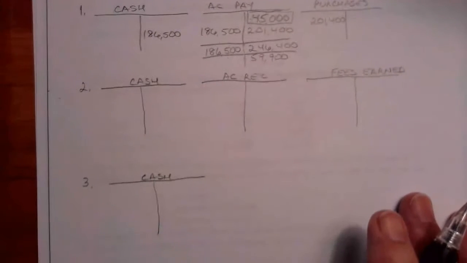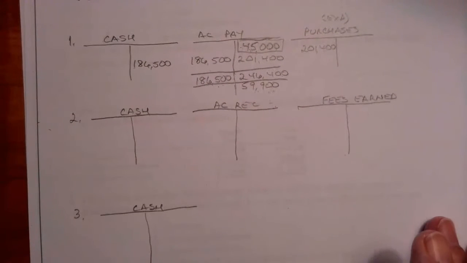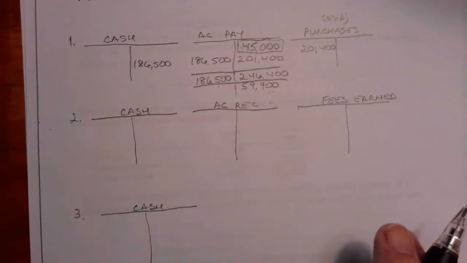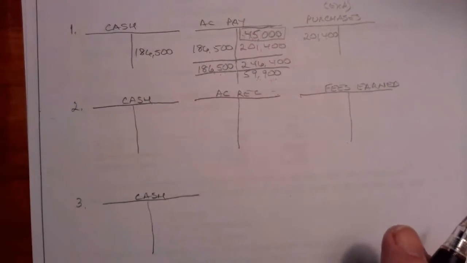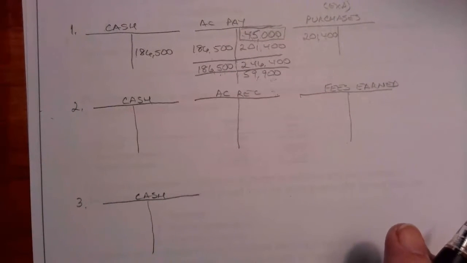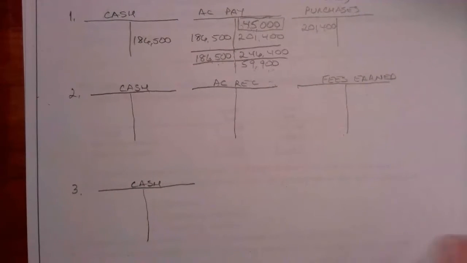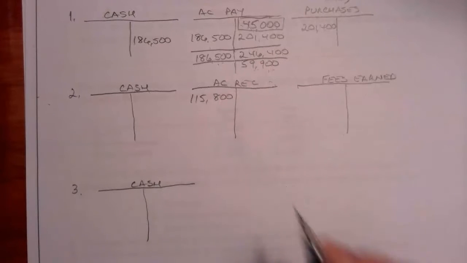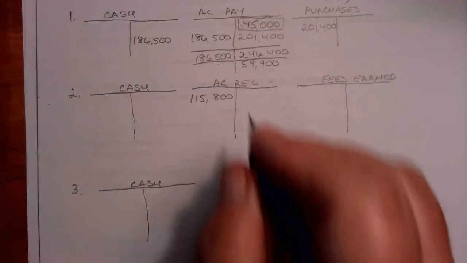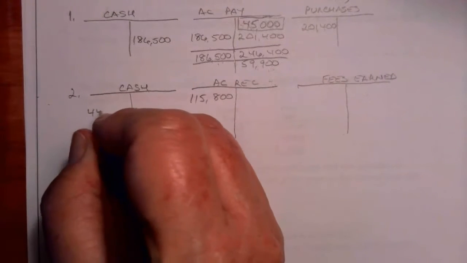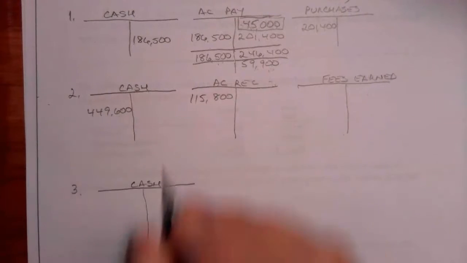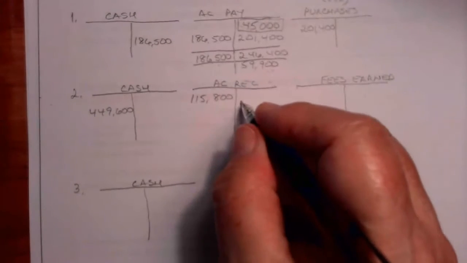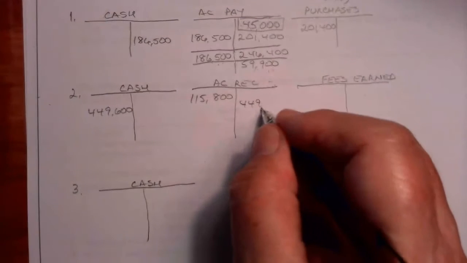Tricky, huh? You need to know what you're doing in order to do these, but these are nice problems. So let's look at the next one, which has accounts receivable. On October 1st, the accounts receivable balance was 115,800. That would be a debit balance, my beginning balance. During October, 449,600 was collected from customers, so I would have 449,600 coming into cash and decreasing accounts receivable.